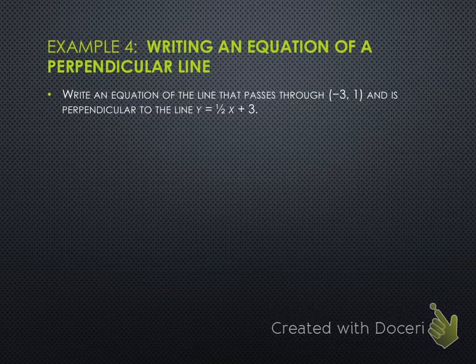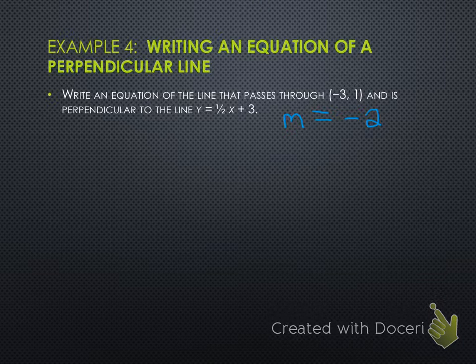So now how about writing an equation of a perpendicular line? It's asking us to write an equation of a line that passes through the point negative 3, 1, and is perpendicular to the line y equals 1/2 x plus 3. Remember, for this to be perpendicular, the slope needs to be the negative reciprocal. So right now, the slope is 1/2. To be the negative reciprocal, we would want a slope of negative 2.